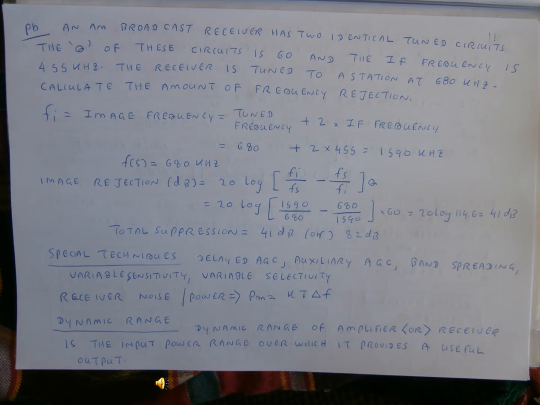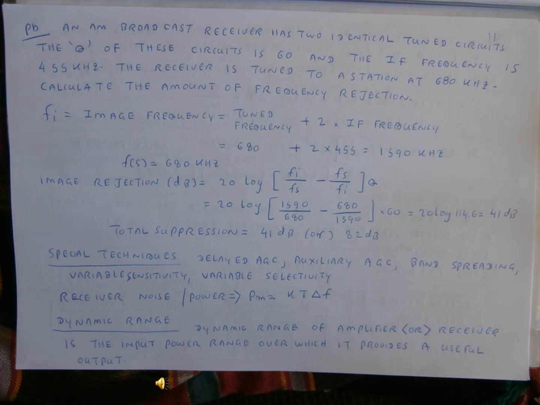In the meantime, we also need to know about the dynamic range. The dynamic range of the amplifier or the receiver is the input power range over which it provides a useful output. Although the input powers differ, the output will stay useful. In this case, the range of the input is the dynamic range of the amplifier.